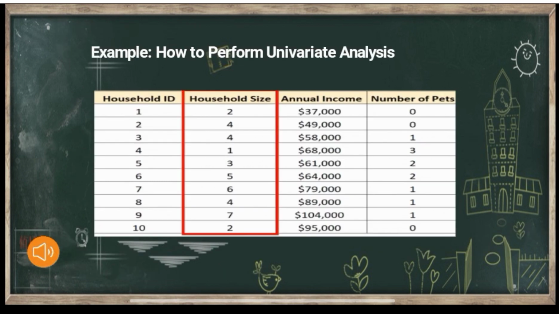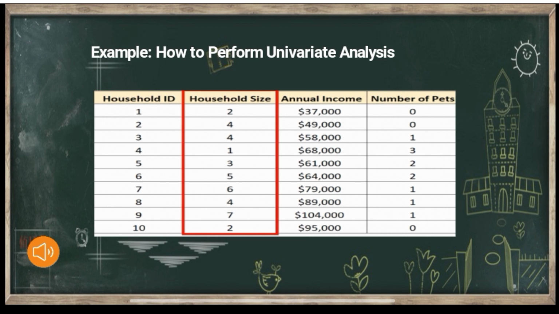The following examples show how to perform univariate analysis with the following dataset. We could choose to perform univariate analysis on any of the individual variables in the dataset. And this is our dataset. For example, we may choose to perform univariate analysis on the variable household size.